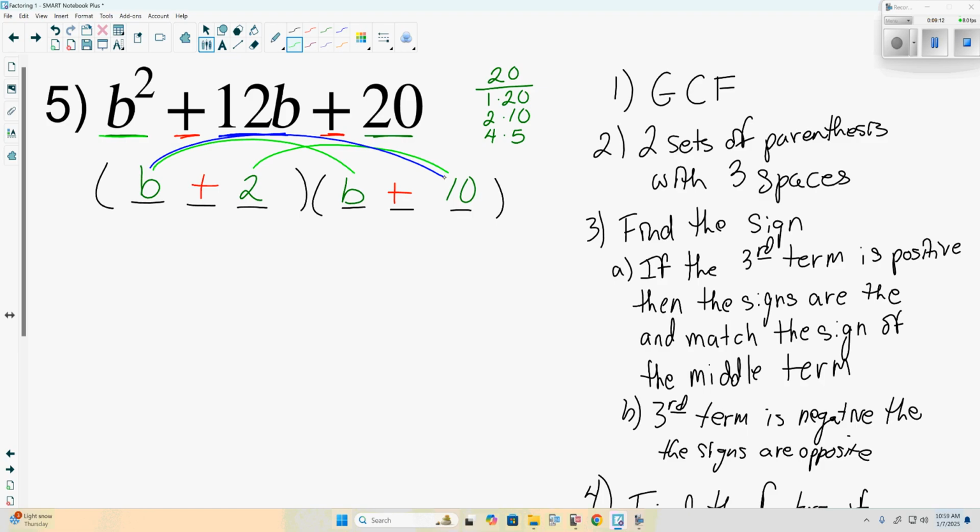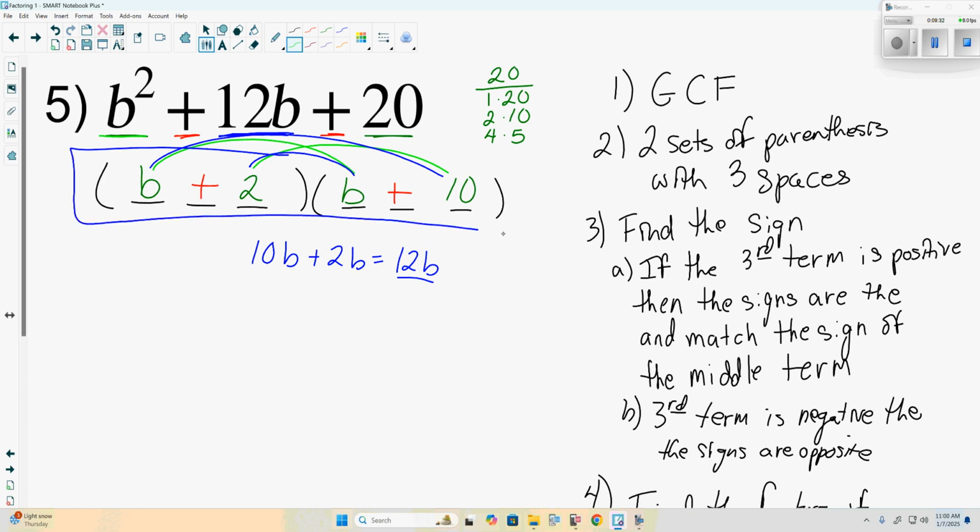is this outer set, the b times 10. And b times 10 is positive 10b. And then we have 2 times b, plus 2b, which gives us 12b, which is our middle term. Does this match with our middle term? Yes. So b plus 2 times b plus 10 are the factors of this quadratic.